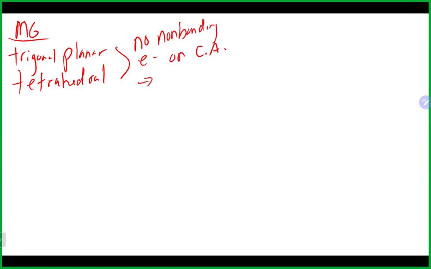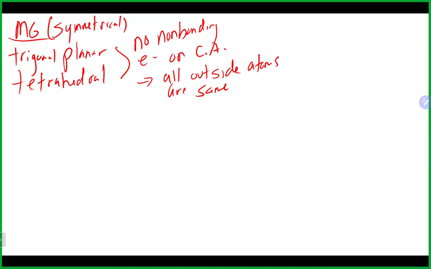And all the outside atoms are the same. That means that you will get a symmetrical geometry, is what these guys are referred to, being symmetrical. That means all those bond dipoles will cancel each other out because they're equal and opposites of each other, and you will have a nonpolar molecule.